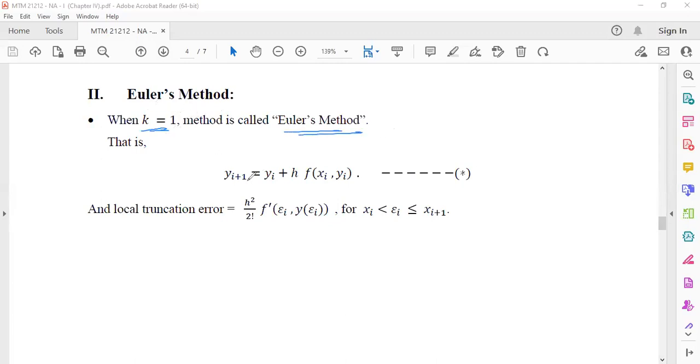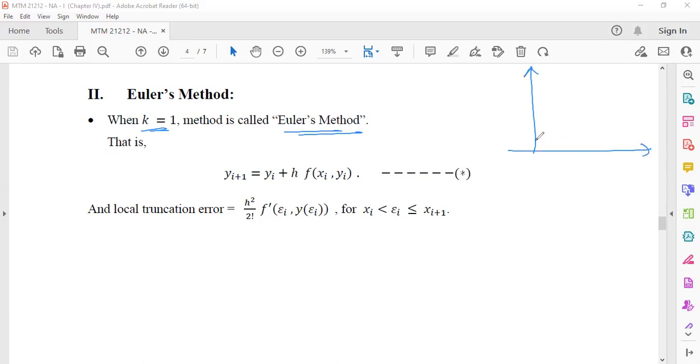So it means y_{i+1} is equal to y_i plus h times f(x_i, y_i). Up to this point, the first-order method, we take as another method called Euler's method. We can also derive this by using our graphical representation.